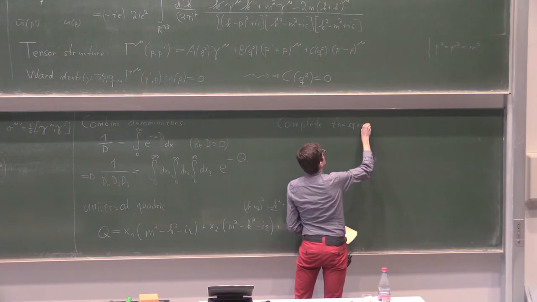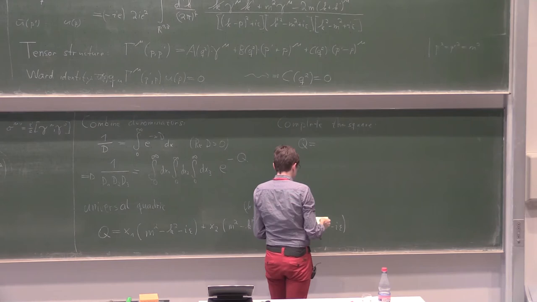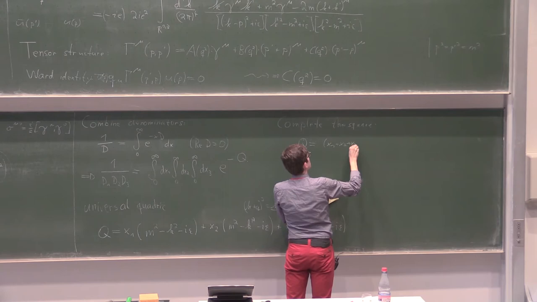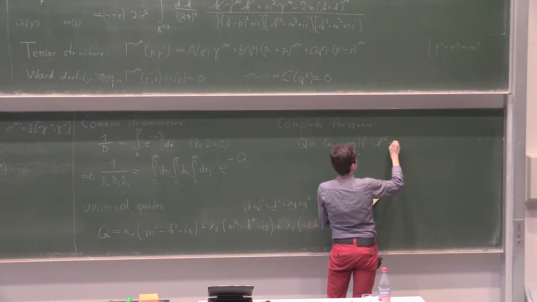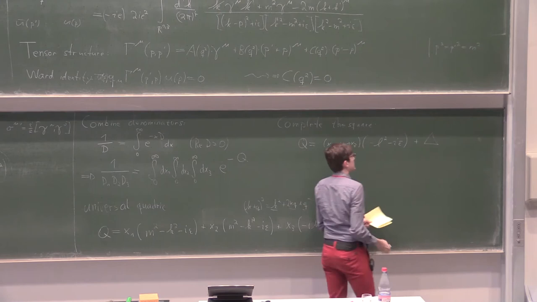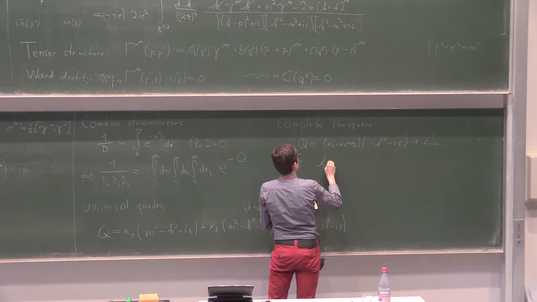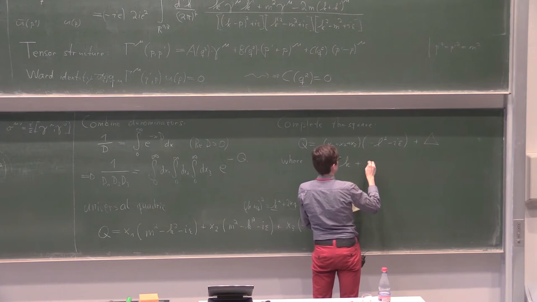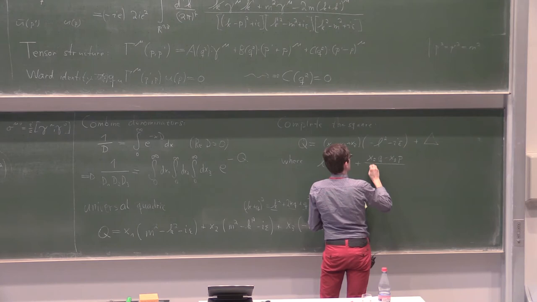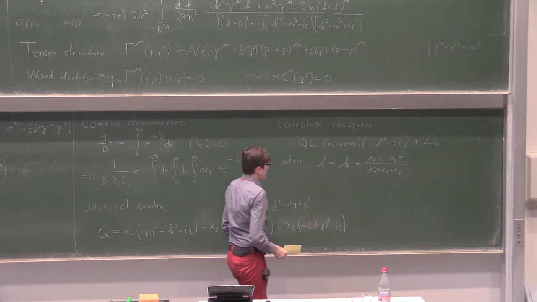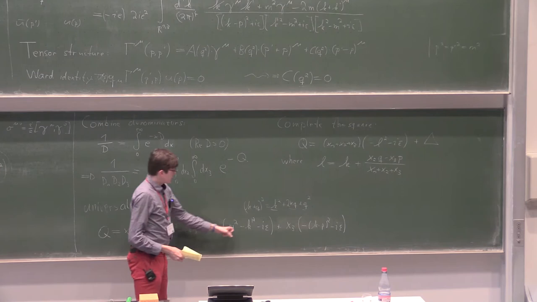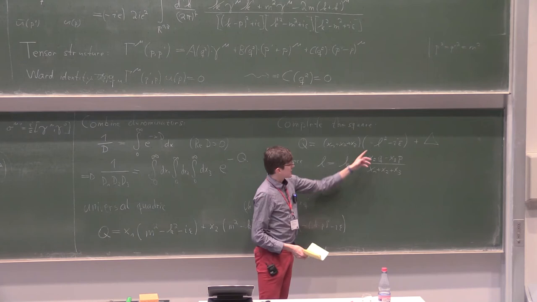If you do this, we find that we can rewrite q as x1 plus x2 plus x3 times a new momentum. I redefine my momentum, I completed the square, and then there's a constant part. I define L to be k plus x2 q plus x3 p over x1 plus x2 plus x3. This makes sense because there's an x1 times minus k squared, an x2 times minus k squared, and if you expand, also an x3 times minus k squared. So the first term, in the L squared, gives you exactly minus k squared with all of the x's.